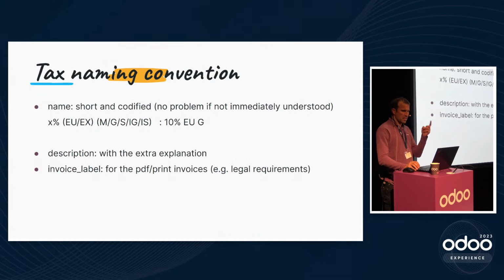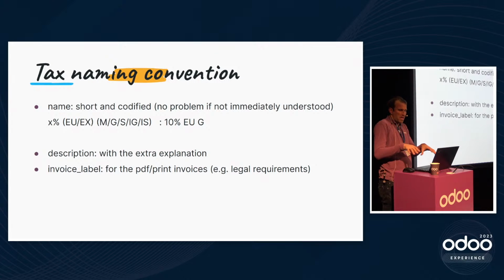So this is the taxes, and for those taxes, we did something new as well in 17. We now have 3 fields on the taxes. Before we had 2 to name the taxes, and now we have 3. We have the name, and the name has to be short and codified, and it's not a problem if you don't immediately understand what it is for. Why? Because we want to encourage speed encoding, so that if you type a tax, for example here you just type EU or 1010 EU, and then it would automatically select the right one.